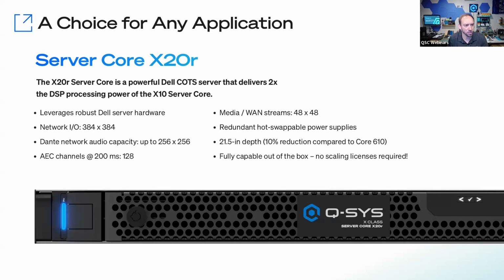The X20, we also reduce the depth of the appliance core. One of the main complaints with the Core 610 was that it was very deep, and that just made it difficult for network AV racks.